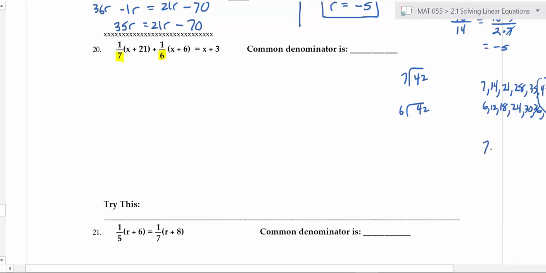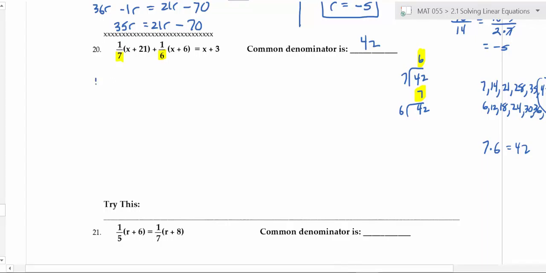Another thing is sometimes if you're struggling finding a common denominator, if you multiply them together, it'll always give you something that works, but it may not give you the smallest one. So 42 is the way to go. 7 goes into 42 6 times, 6 goes into 42 7 times, and the only number that divides into 6 and 7 is 1, so that means that's the correct thing.